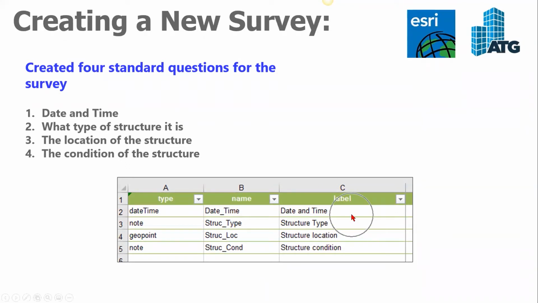And what I did was, here's my question: date and time, structure type, structure location, structure condition. And then I came in and I gave it the column headers: date, time, struct type, struct location, struct condition. And inside my drop-down list, I chose date, time for the date and time, note, which I actually changed later to be text. GeoPoint actually goes out and uses the GPS in your phone or on your data collector or your rover if you're running survey equipment, and will pull your location, lat long.